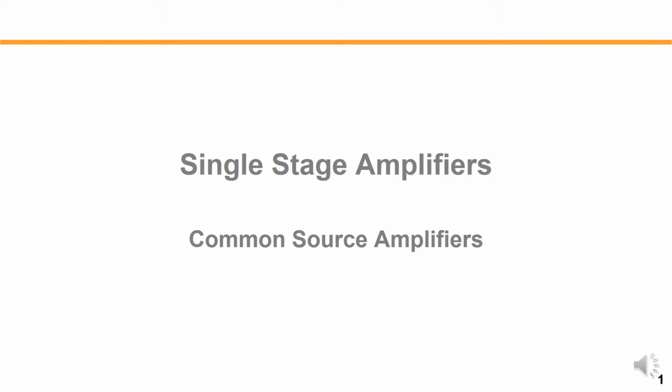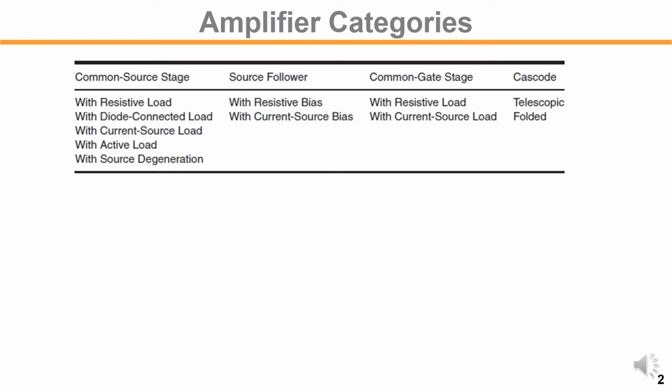Now we will see a review of the single stage amplifiers. There are three major categories. First is the common source amplifier. The source is grounded. The input goes onto the gate and the output is on the drain.